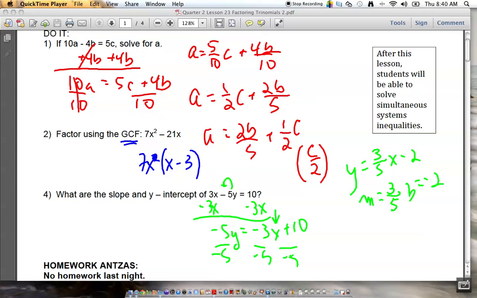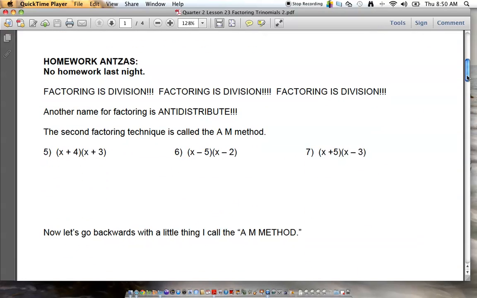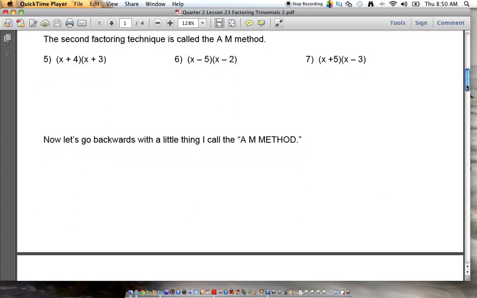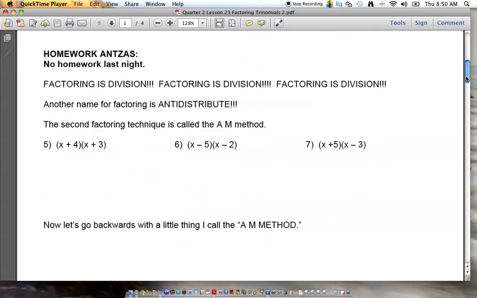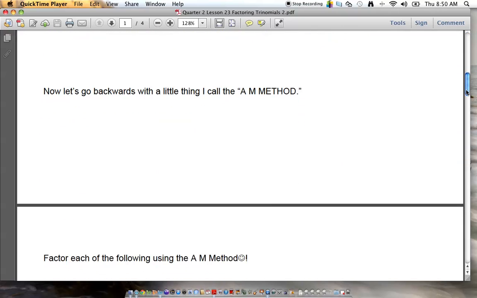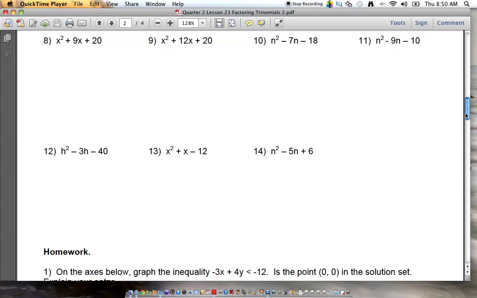All right, so let's talk a little bit more about factoring. This was the sheet you were supposed to get. You had 22 yesterday, was it? 24, okay, so this is number 23, and what we're going to do is just keep working on this AM method. We're going to go through these, and then go back to yesterday's sheet and do some of the ones from it.